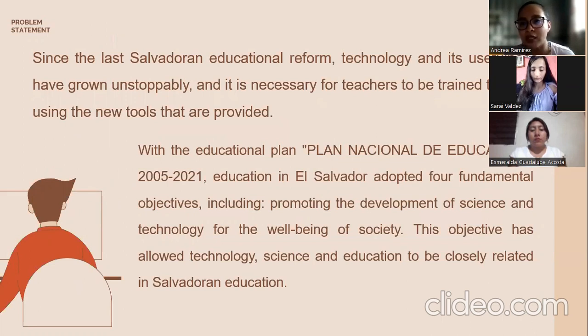And we started talking about the Plan Nacional de Educación 2005-2021. And in this one, there is an objective that says that El Salvador adopted 4 fundamental objectives, including promoting the development of science and technology for the well-being of society. This objective has allowed technology, science, and education to be closely related in Salvadoran education.